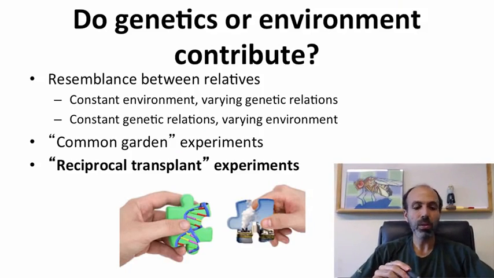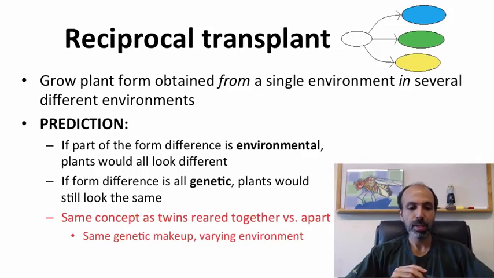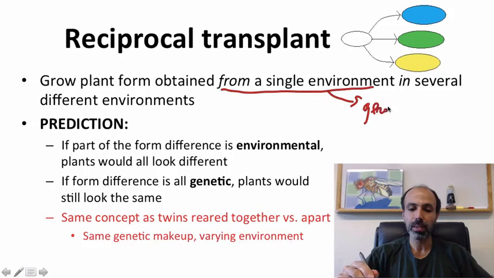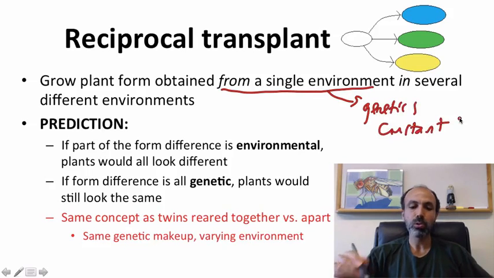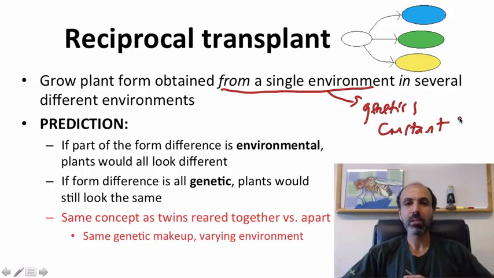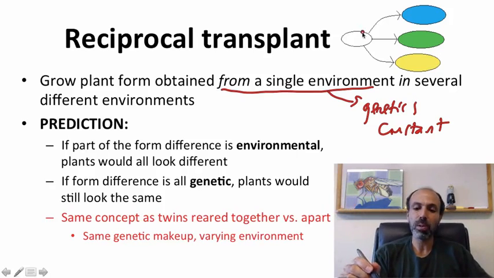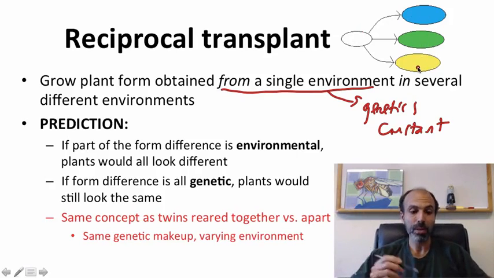Well, how do we do the other half of this? Well, the other thing you can try is what's referred to as a reciprocal transplant experiment. In this case, you grow plant forms obtained from a single environment. So since they're from the same place, we're assuming the genetics is fairly constant. And you grow them in several different environments. So you're taking all these ones that have the same form, and you're growing them in different environments. So maybe you take it from Mather, grow it in Timberline, in Mather, and in Stanford, for example.